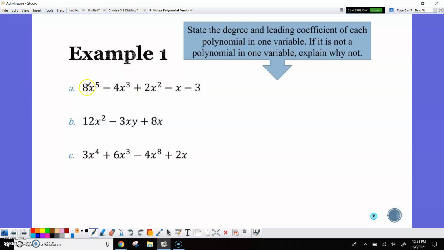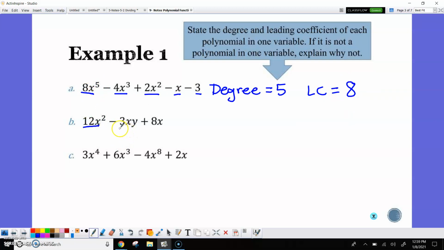So looking at the first one, 8x to the 5th is a monomial, 4x cubed is a monomial, 2x squared is a monomial, x is a monomial, 3 is a monomial. So all of these are monomials. There's only one variable here, so this is a polynomial in one variable. The degree is the highest exponent, so right here it's 5. Leading coefficient is the coefficient for that degree, which is 8.